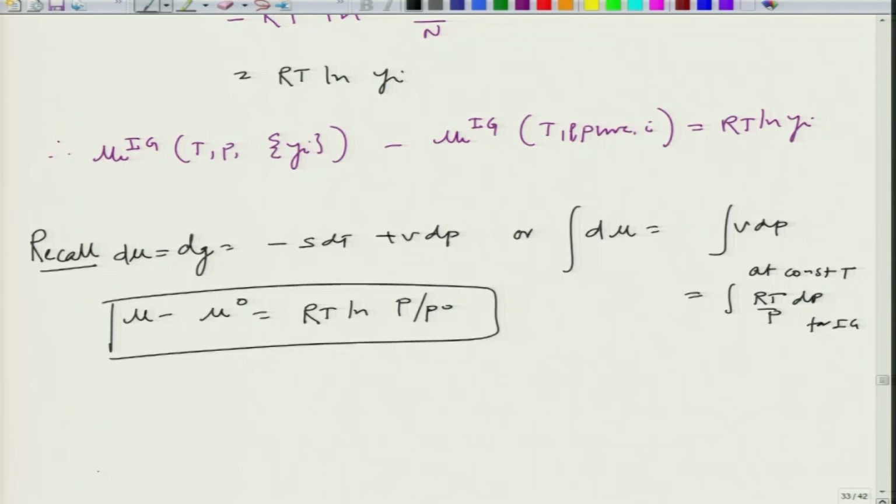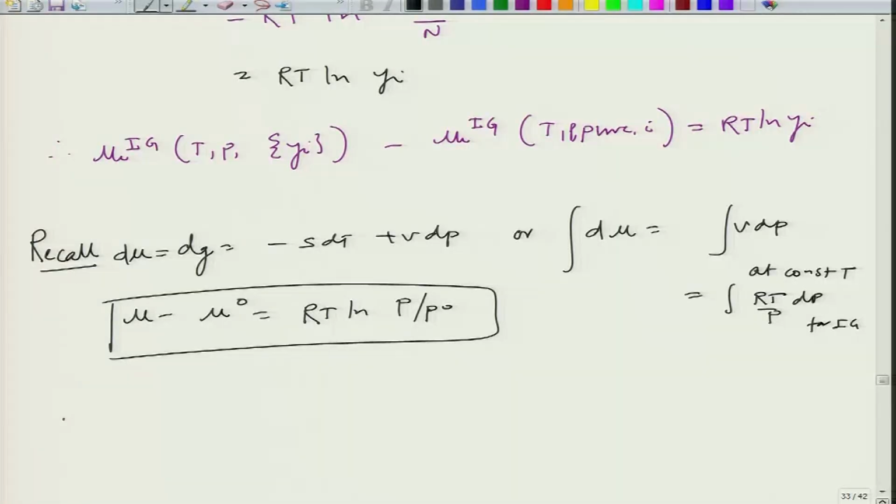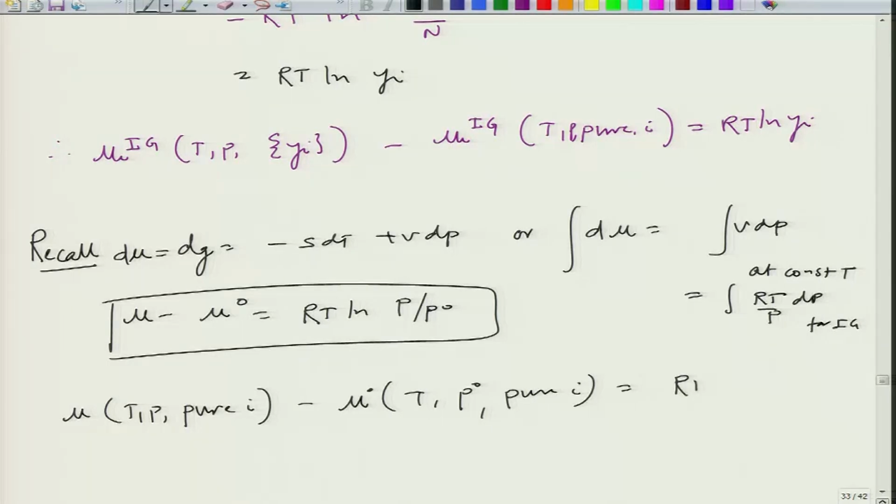So, for the case of a pure fluid and for ideal gas, I can write this expression: the chemical potential of the pure component with respect to a reference value is nothing but RT ln P by P0. Here mu is nothing but at T, P, pure i, and mu 0 is at some T, P0 of the same component i. So, this is the relation we have.